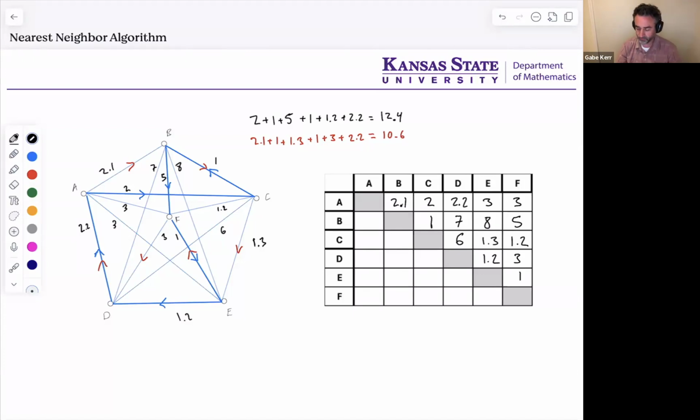All right, and if I want to complete this chart, I sort of swap, I kind of reflect, like I'll send AC to CA, and this to here, and this to here, and this to here. So it's just kind of reflecting really over that diagonal line. 2, I get 2.2, I get 3, 3, 1, 7, 8, 5, 6, 1.3, 1.2, 1.2, 3, and 1. All right, so now I've filled out my table.